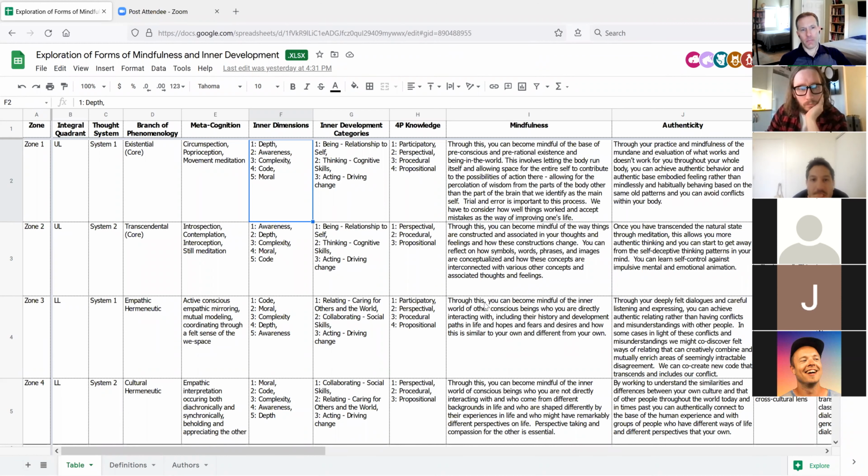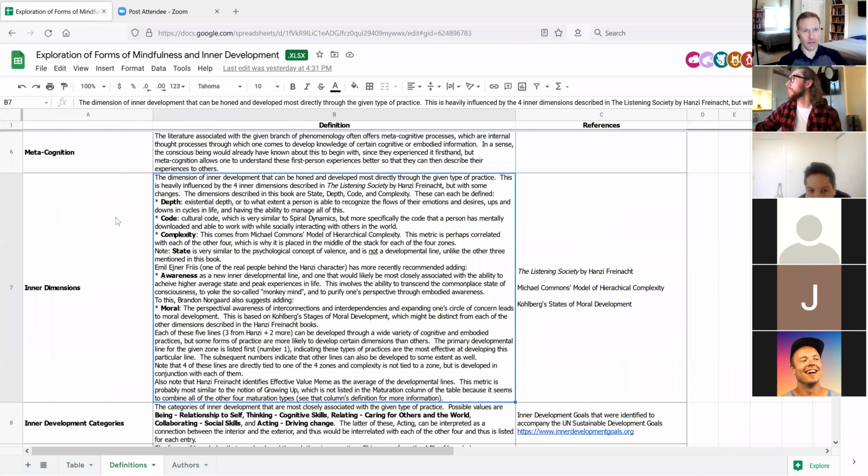Emil suggested that maybe awareness could instead be a dimension, in that you become more aware through certain meditative practices. That's probably also the dimension most closely associated with being able to be at a higher average state and also achieve higher overall states. But again, because state isn't a developmental dimension, it's not included in this table. And this is something I explain here in the definitions tab.